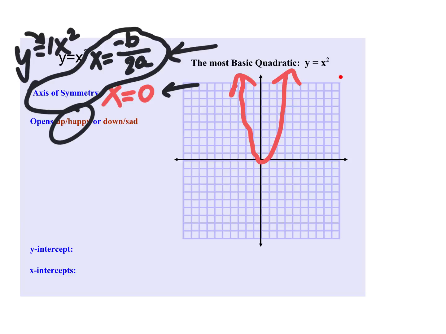Okay, x-intercept. It's where y equals 0. Oh, I see it right there. 0, 0. And the x-intercept, the same. 0, 0 is the only spot like that. It's both the x-intercept and it's the y-intercept, all rolled into one.